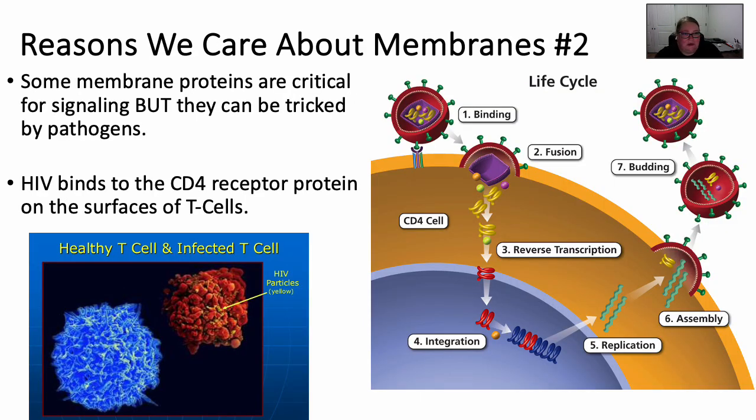So reason number 2 we should care about membranes. Membrane proteins are important for signaling, so talking, communicating, and all of that. But as I said in the previous slide, these receptors can then be used by viruses like HIV to trick the cell into letting them in. So we're going to talk about HIV. Remember, HIV is a pretty insidious disease.